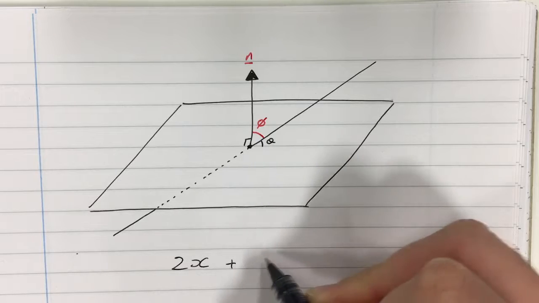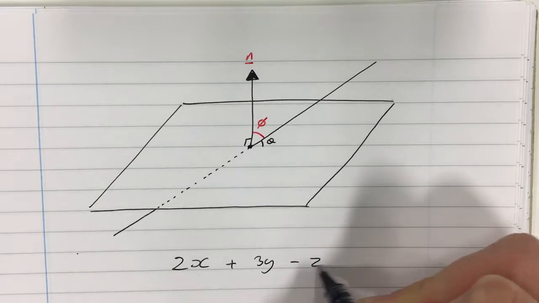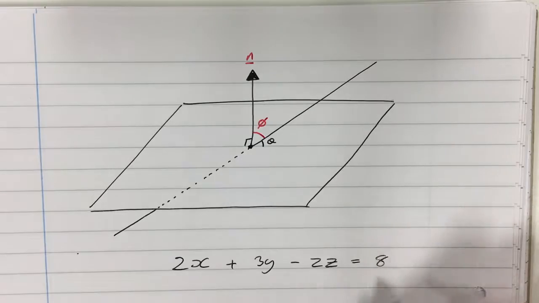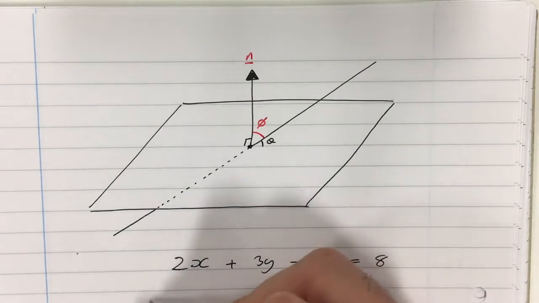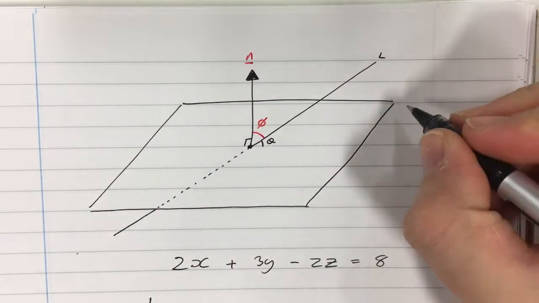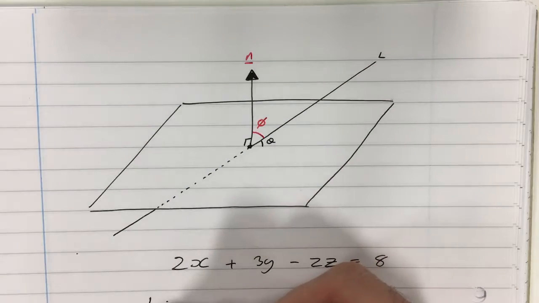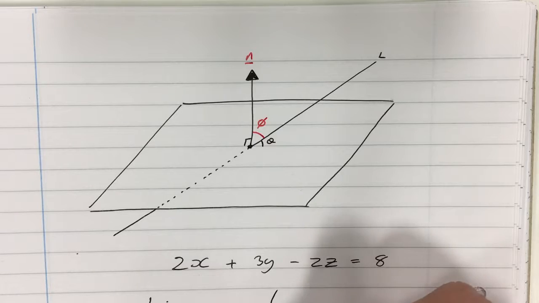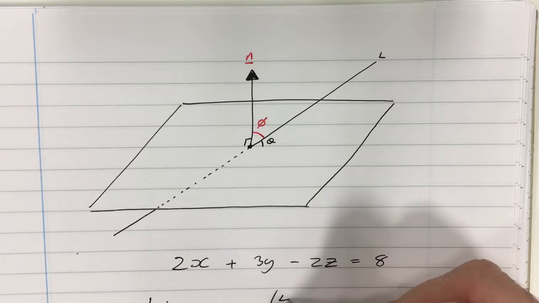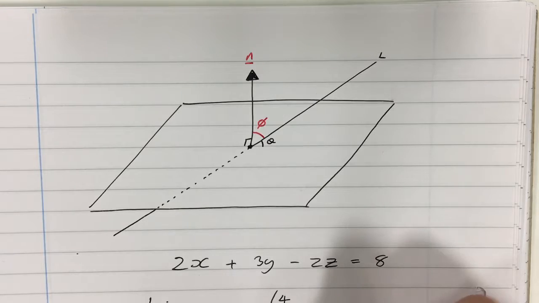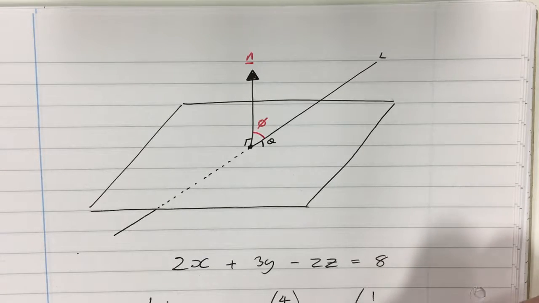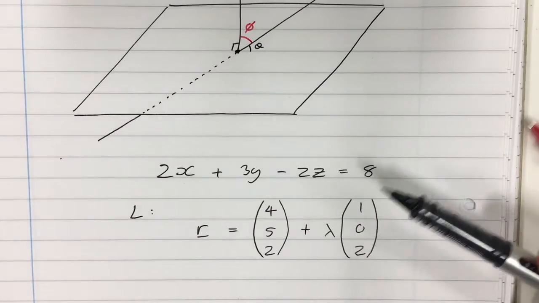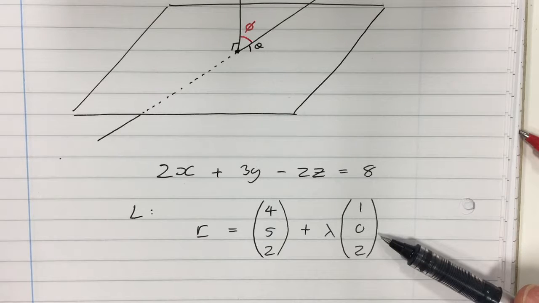2x plus 3y minus 2z equals 8. That's the equation of a plane. And let's say the line L has equation r is equal to (4, 5, 2) plus lambda times (1, 0, 2). So we have an equation of a plane and an equation of the line.